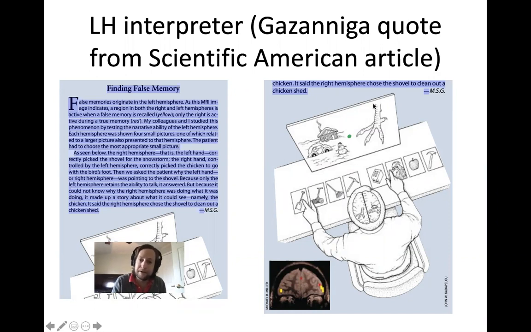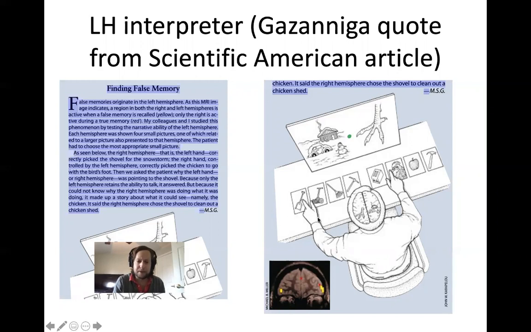All the left hemisphere knows about is this chicken leg. And so the answer that the guy puts out, basically BS, is that the shovel was chosen to clean out the chicken shed. Remember, that's because the part of the brain which is doing the explaining is the left hemisphere. The left hemisphere saw the chicken.